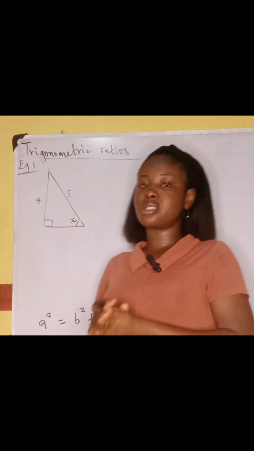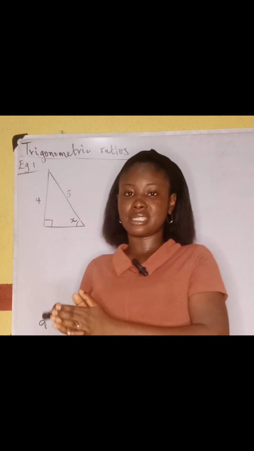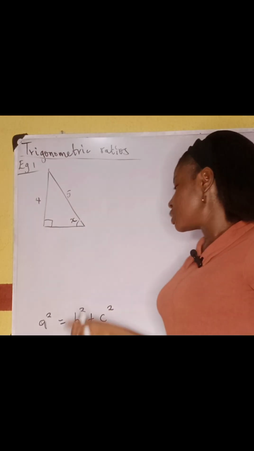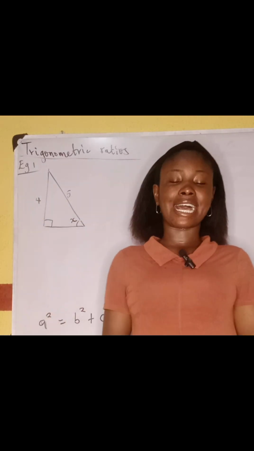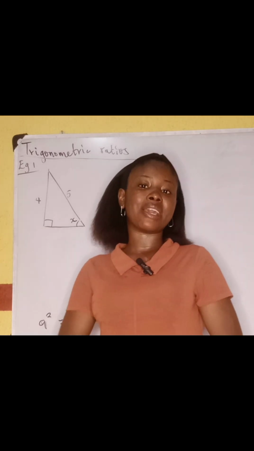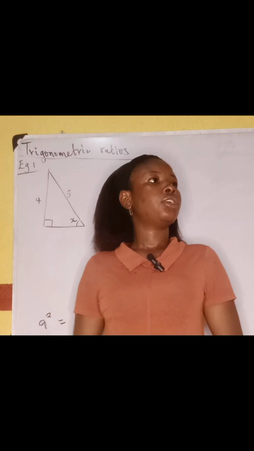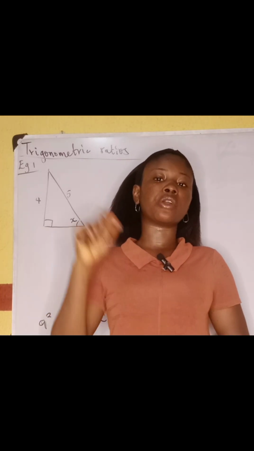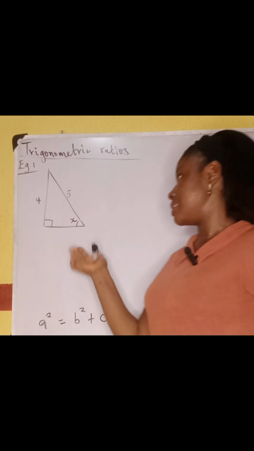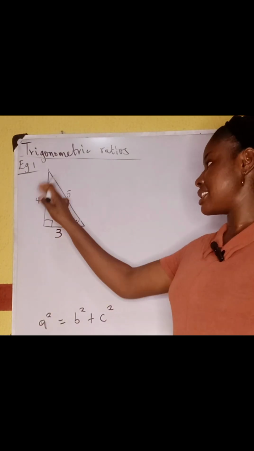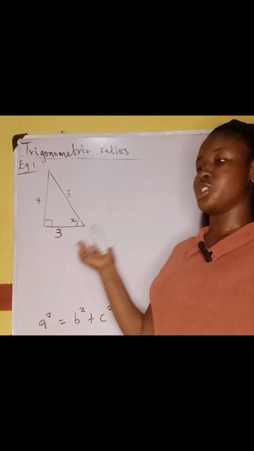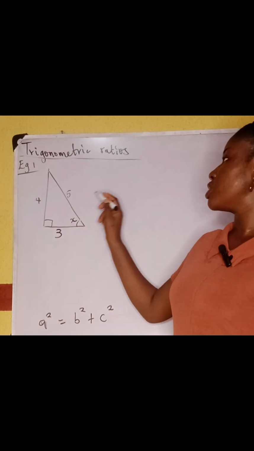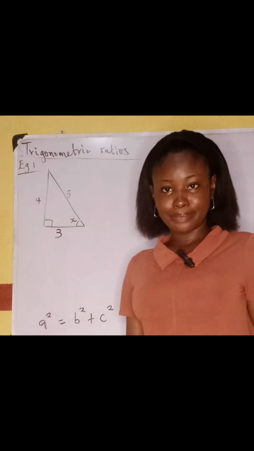Now, you use Pythagoras theorem when you're looking for a missing side. But you use your SOHCAHTOA, the trig ratios, sine, cosine, tan, when you are looking for a missing angle. Like this case, I have all my sides and I'm looking for a missing angle. Now the beautiful part about this question is that we already know the 3 sides.